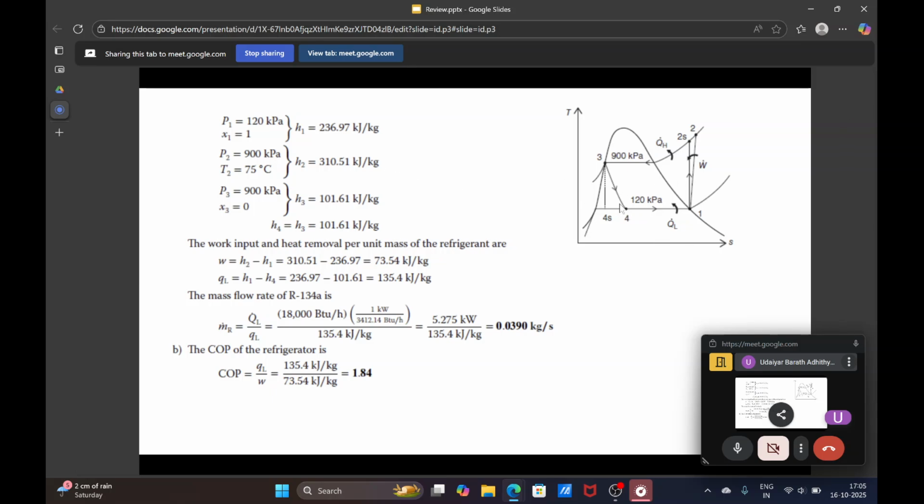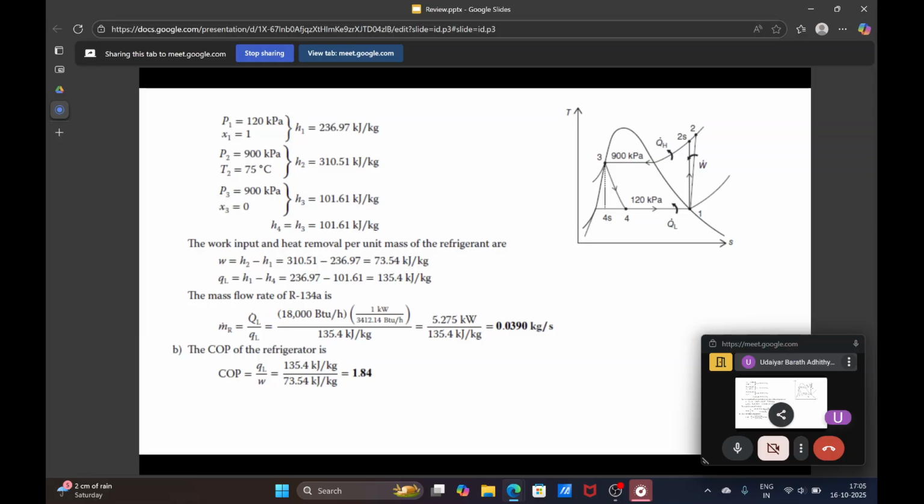We know the pressure levels, 120 kilopascal and 900 kilopascal. Corresponding to this pressure level, we can estimate the saturated properties. What is the saturated vapor enthalpy at 1? That is 236.97 kilojoule per kg. This we will get from the R134A table or chart.